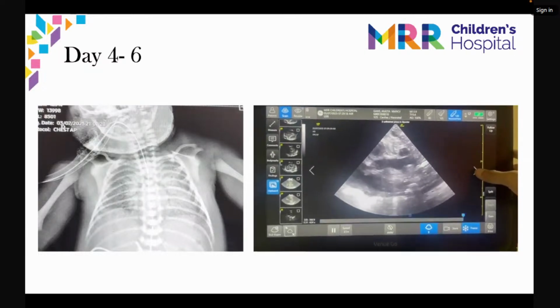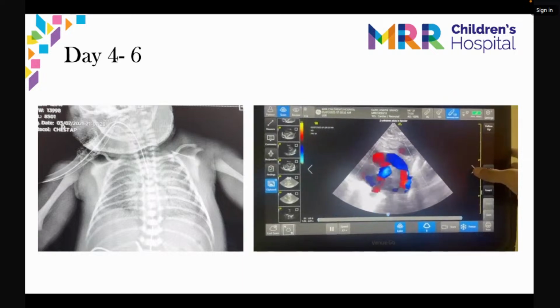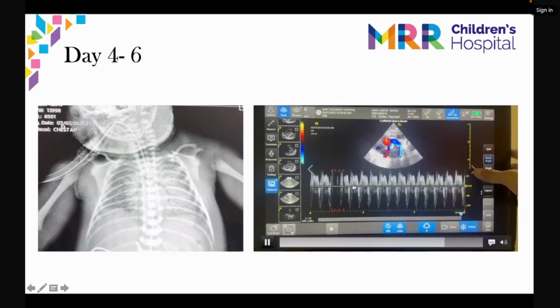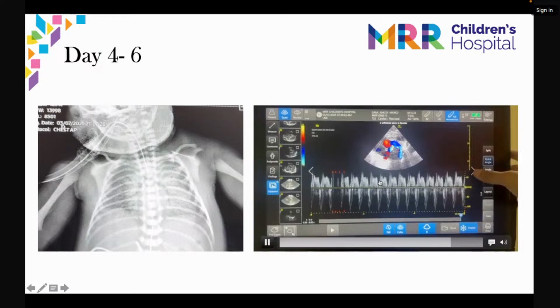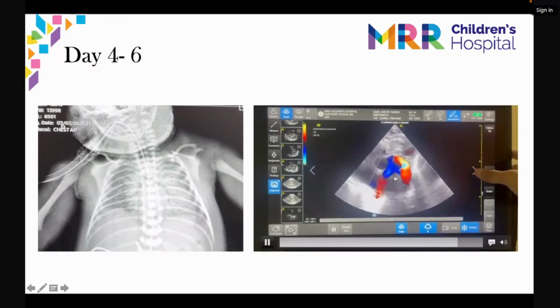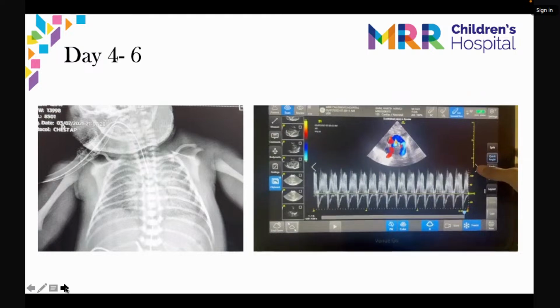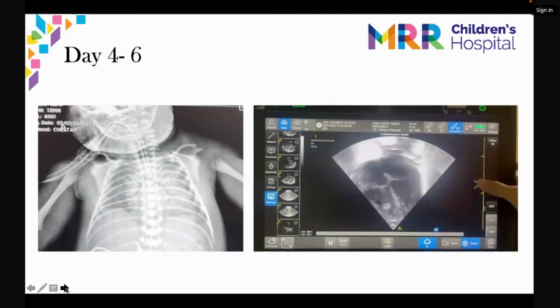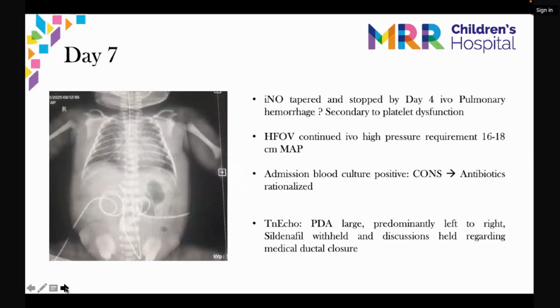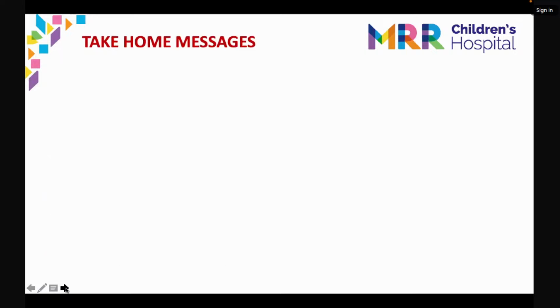And finally, the watch for the duct, which was still moderate to large, shows a predominantly left to right duct now. So we weren't sure if the duct is starting to become a trouble, which is the reason why we started having discussions within the unit about whether this duct, which is now predominantly left to right, needs to start getting closed, or we might have to start closing it medically.